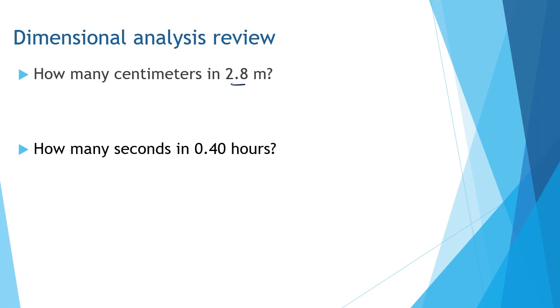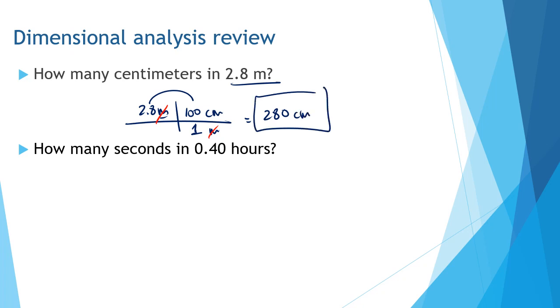So, start with that given, 2.8 meters. We're going to convert meters to centimeters. I've got meters on the top, put meters on the bottom, put centimeters on the top. There are 100 centimeters in a meter. We're going to multiply the top. 2.8 times 100 is 280. Divided by 1 doesn't even do anything. My meters, top and bottom, cancel out. We're left with centimeters as my unit label. Our final answer is 280 centimeters.